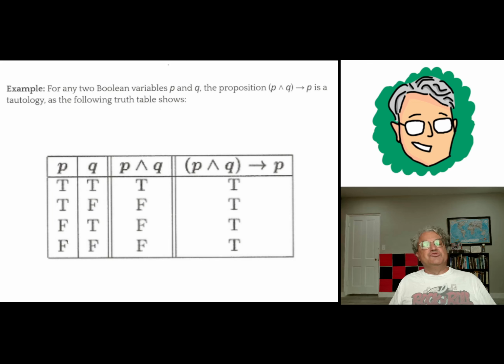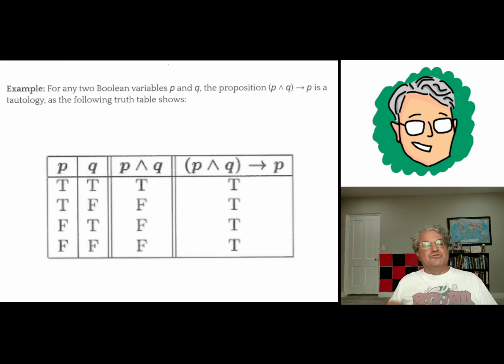P and Q is only true when both P and Q are true. The first row is true, and the second through fourth rows are all false. But remember, P implies P and Q is what we have to check, so look at the first row: P is true, so true implies true, that's true. False implies true, that's also true.